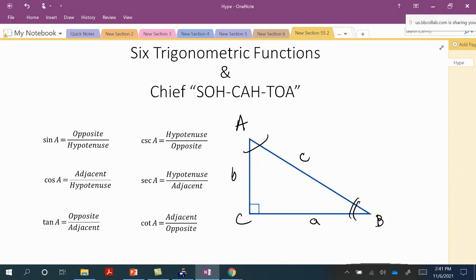We also have the reciprocals. The reciprocal of sine is cosecant. The cosecant is the hypotenuse over the opposite. The reciprocal of cosine is secant. The secant is the hypotenuse over the adjacent. And lastly, we have the cotangent. The cotangent is the reciprocal of the tangent, and the cotangent is the adjacent side over the opposite side.